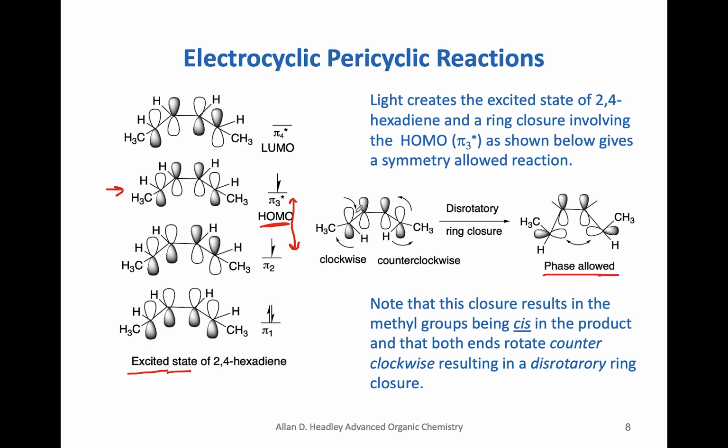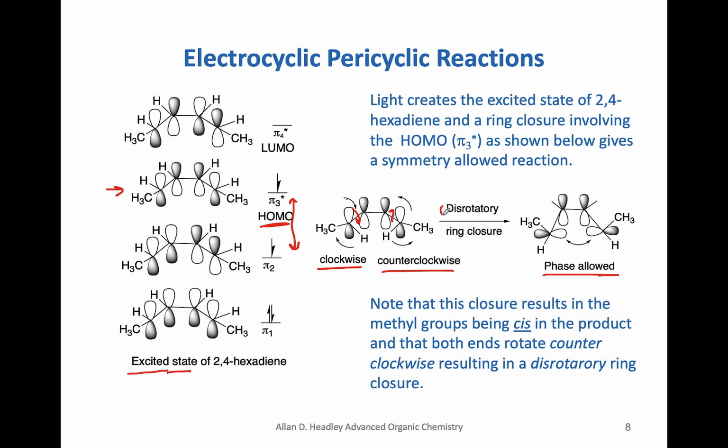Let's see what has to happen. This time we'll have to rotate this bond in this direction and this bond here in this direction. So we can bring this over here and this down as shown here. So here we have phase allowed, the same type of allowed symmetry as we had before. However, the rotation must be different. So this is a clockwise rotation and this is a counterclockwise rotation.